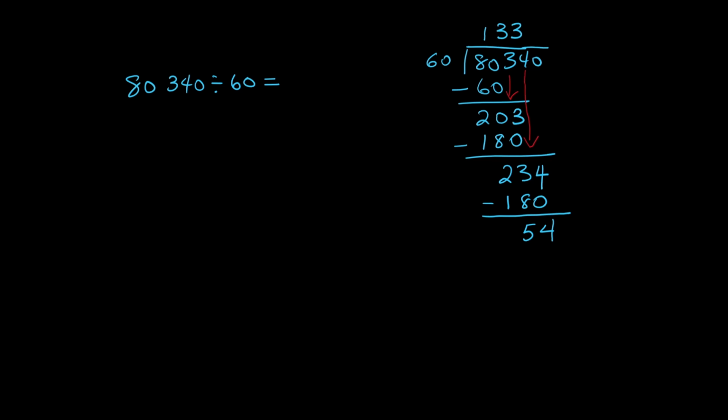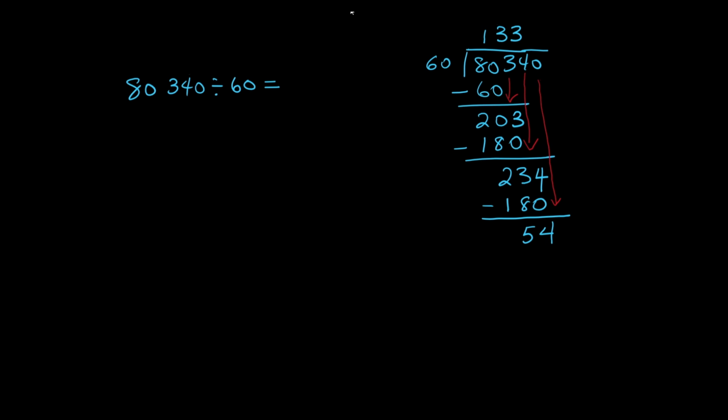Now, can we divide 54 by 60? No, so we need to make a copy of our 0. And this new number becomes 540. Now, how many times can we get 60 from 540? That should be 9 times. And so our final answer will be 1,339.